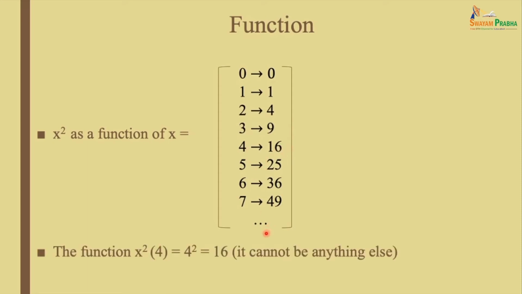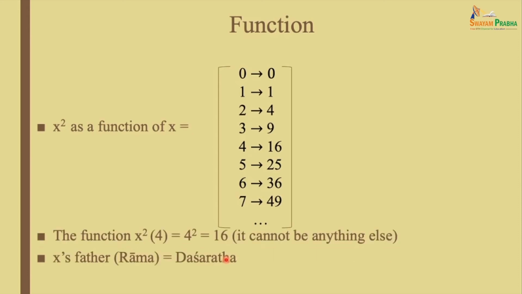Now the point is the function. So this is the function. This is a very rough way of representing a function. The function x square takes 4 as an argument. That makes it 4 square, and that is 16. Now, this cannot be anything else. It cannot be 15 or 12 or 17. So this is a function when it takes one argument and yields one value. It cannot yield more than one value.